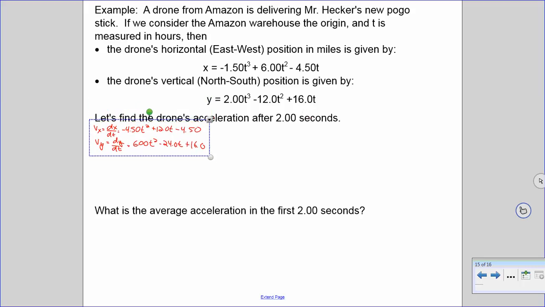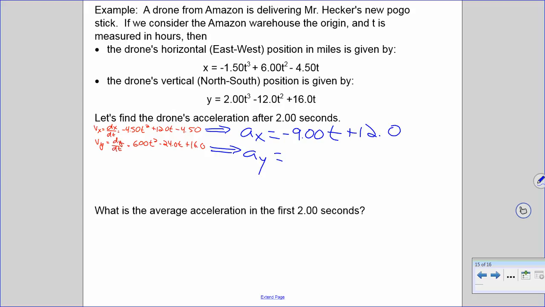Okay, so those are the velocities that we figured out yesterday and then again very quickly at the beginning of the hour. So to find the acceleration, all I'm going to do is differentiate each of those things, right? So my horizontal acceleration is going to be just the derivative of this mess, so that's going to give me negative 9.00t plus 12.0. And my vertical is going to be the derivative of this guy, which is 12t minus 24.